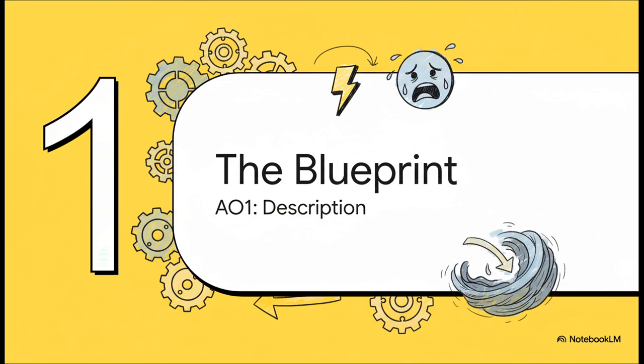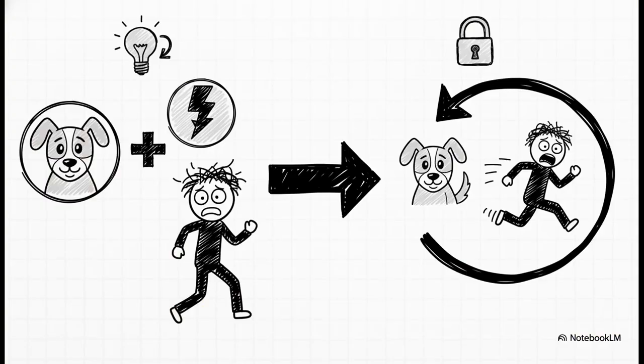For AO1, we need to get our heads around Mohr's two-process model from way back in 1947. This is all about describing the absolute core of the theory. So the big idea here is that getting a phobia isn't just a one-off thing. Mohr said it happens in two distinct stages. First, the phobia is acquired. It's created through one type of learning. And then it's maintained. It's kept going by a completely different type of learning. Let's dig into each of those.